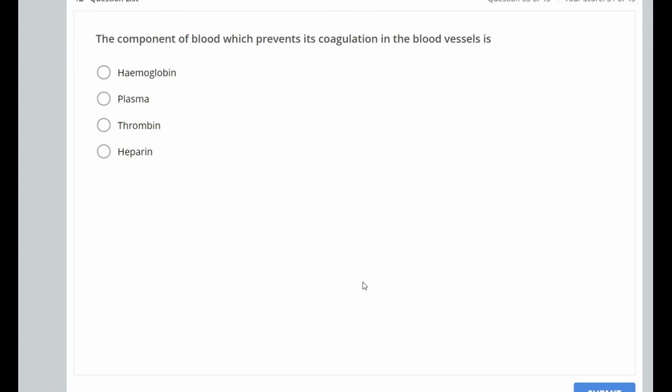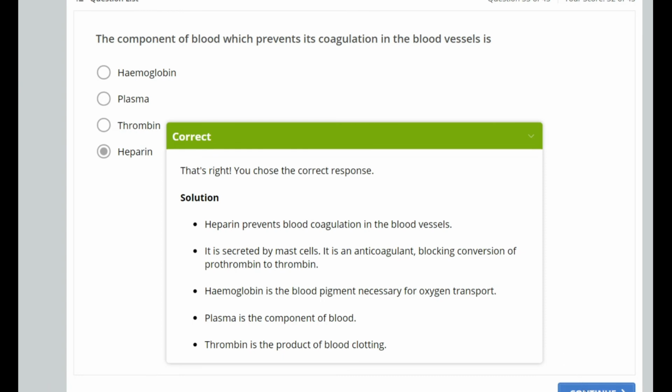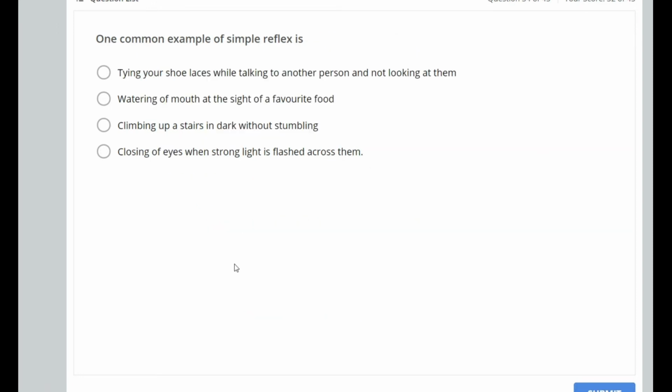Question number 33. The component of blood which prevents its coagulation in the blood vessels is hemoglobin, plasma, thrombin, heparin. Which is the right one? Option D, heparin is the right answer. One common example of simple reflex is tying your shoelaces while talking to another person and not looking at them. Watering of mouth at the sight of the favorite food. Climbing up stairs in the dark without stumbling. Closing of eyes when strong light is flashed across them. Which is the right one?